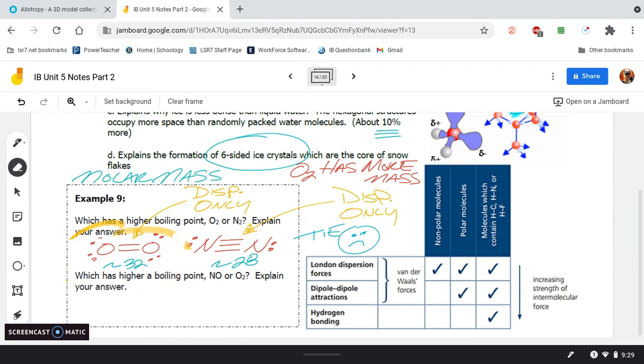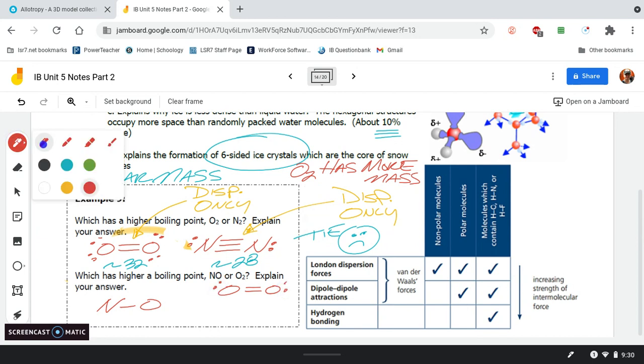Once again, we're going to check for all of the types of forces. So we're not just going to look at it and only check for dispersion or dipole. We check for each one. So let's take a look at what we got here. We got NO, and then we got O2. Well, we already know what O2 has, right? Because we just did it. O2 only has dispersion. That's it.